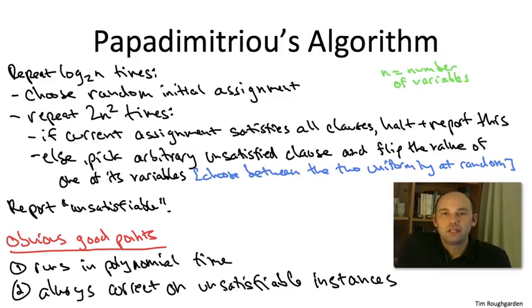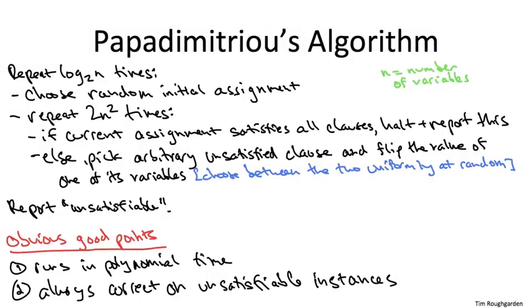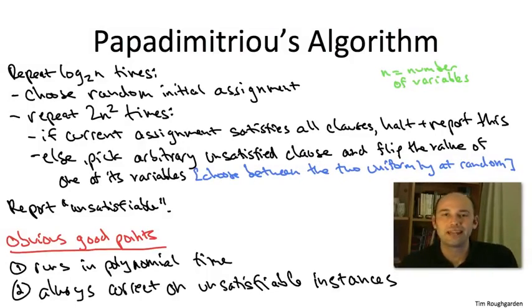We flip a fair coin independently for each of the n variables to determine whether it starts out true or starts out false. Then we get a budget of 2n squared local moves in an attempt to transform this initial assignment into one that's satisfying. In each of these 2n squared inner iterations, we first check if the current assignment is satisfying. Obviously, if it is, we're done.